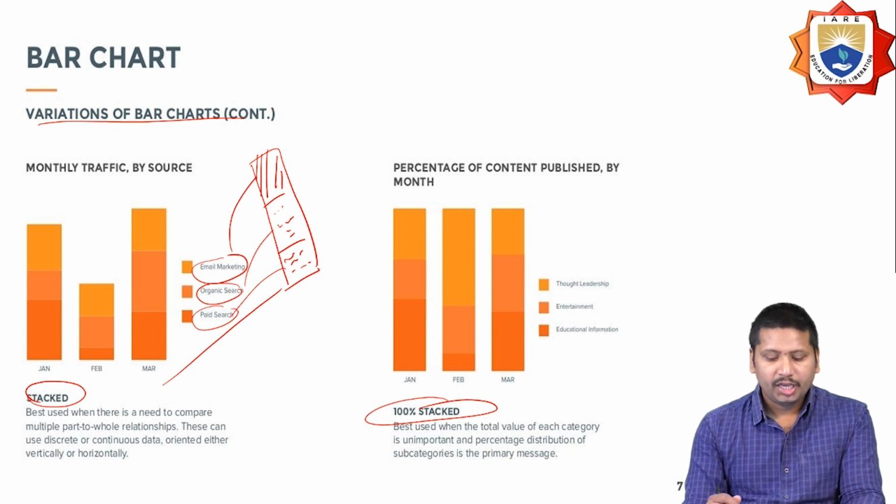But it should be used when there is a need to compare multiple part to whole relationships, and these can use discrete and continuous data, either horizontally or vertically.